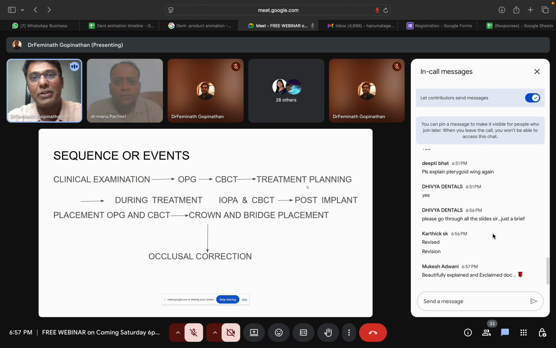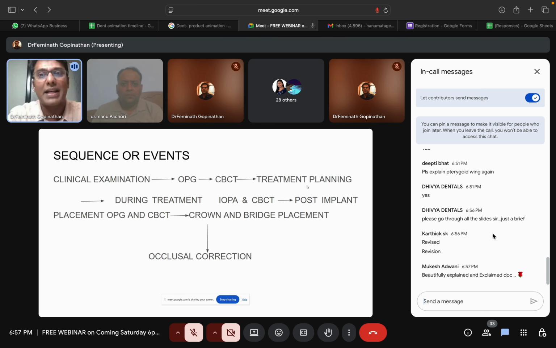After that, I'll decide on where all I have to place the implants, my target areas, and check whether these areas are suitable by using a CBCT. That's the second step. Once from OPG, I take a CBCT. Then I go for the treatment planning. During the treatment planning, as I've shown you earlier, I might take an IOPA and CBCT if required. And post-implant placement, I go for OPG and CBCT again to reconfirm everything is perfectly fine.